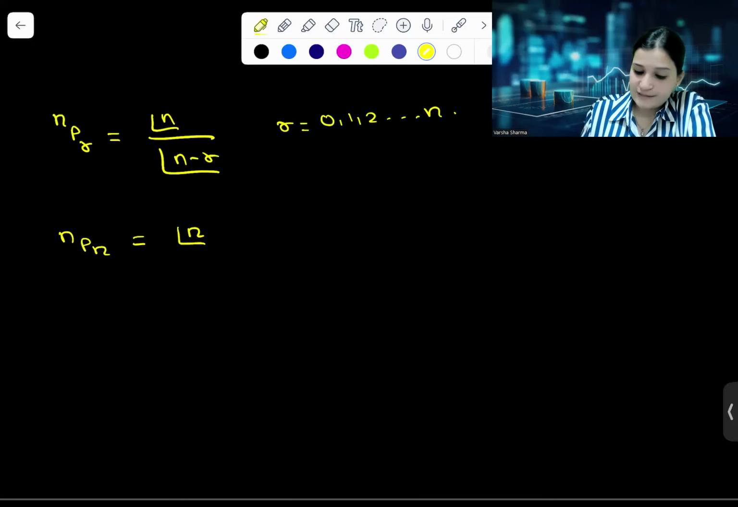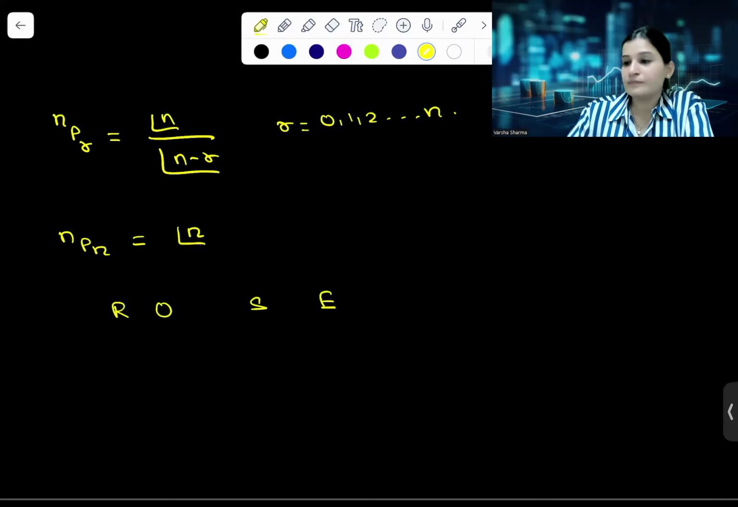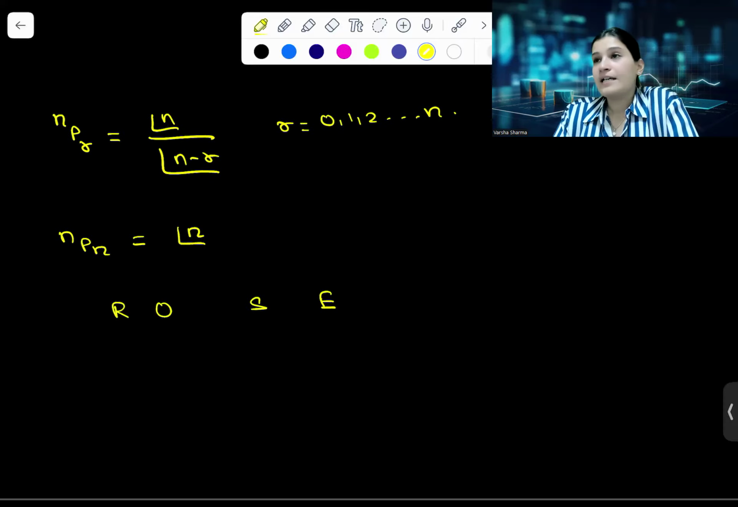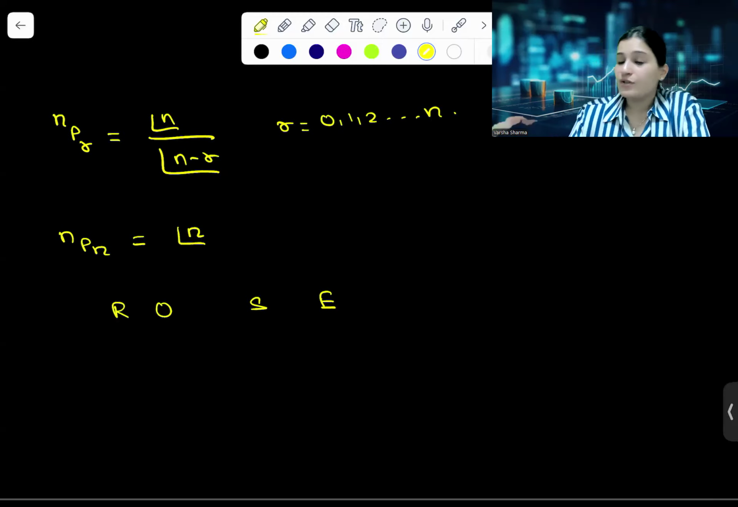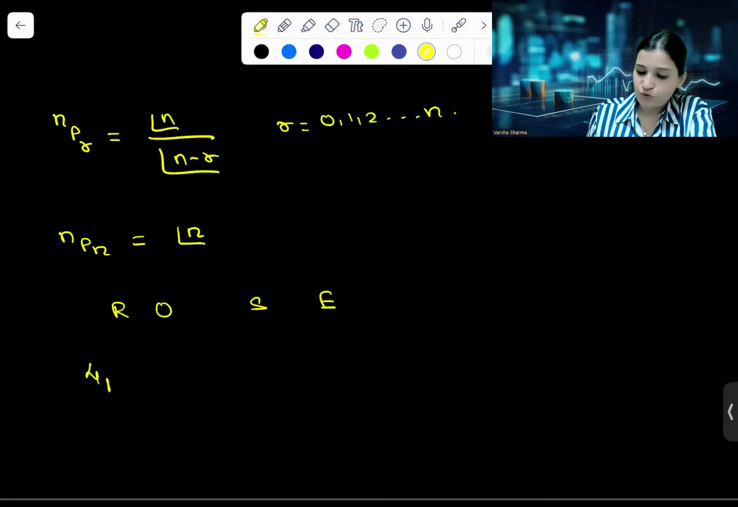So if I have, for example, letters R, O, S, E, then there are four letters. In how many ways can I form a two-letter word? So I have four options. From that, I need to select two, and then I also need to arrange because it's a word. So obviously the arrangement matters. So in that case, I'll be writing 4P2. In this, selection and arrangement both are included, right?